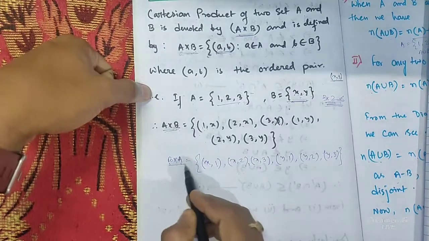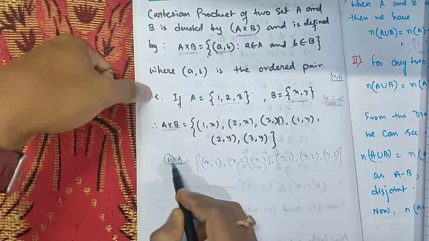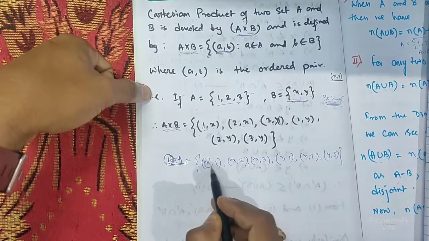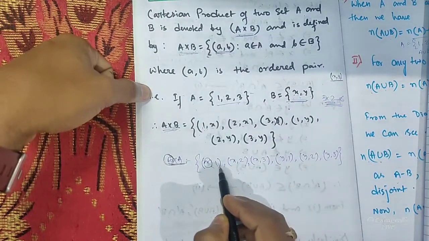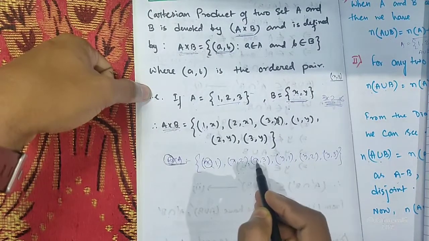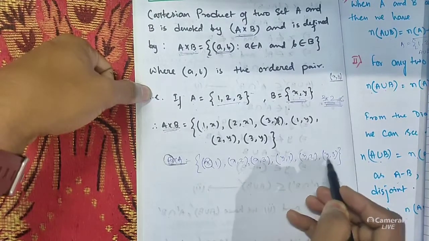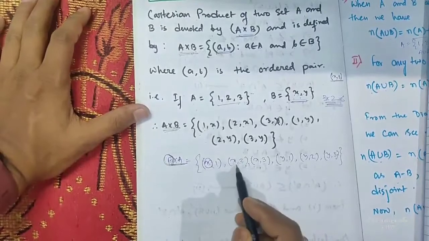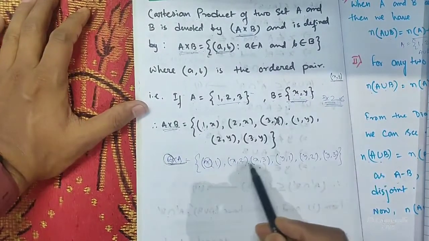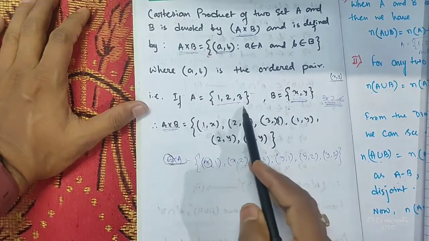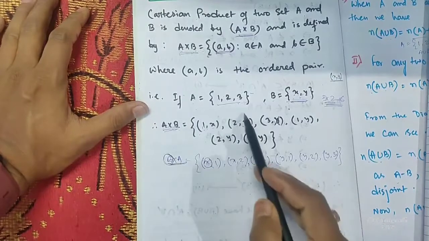Similarly, if you are finding B cross A, in the first position B is there, so the first element will come from the set B. That means x comma 1, x comma 2, x comma 3, y comma 1, y comma 2, y comma 3. See, all the first elements are coming from the set B and all the second elements are coming from the set A.